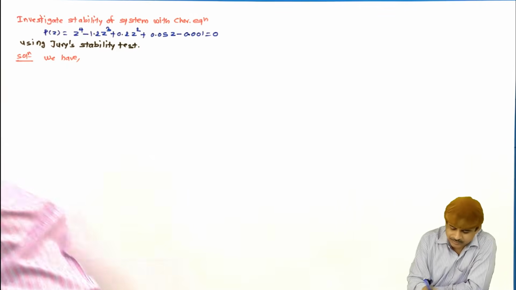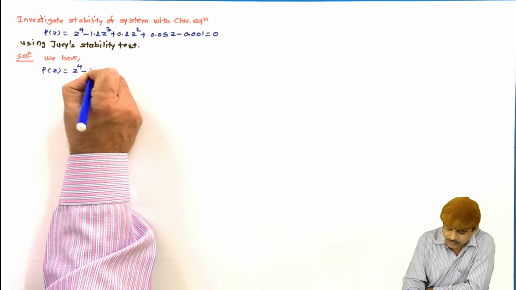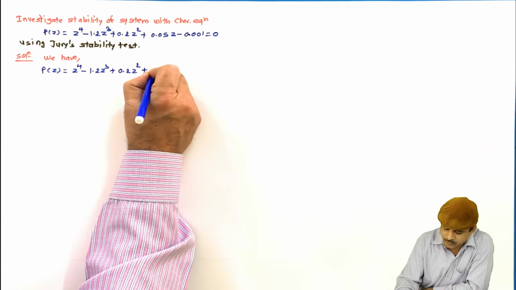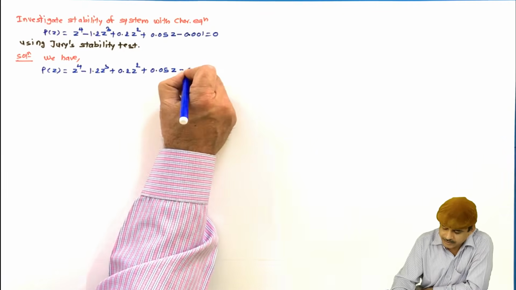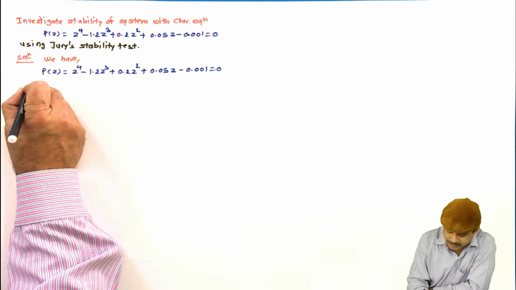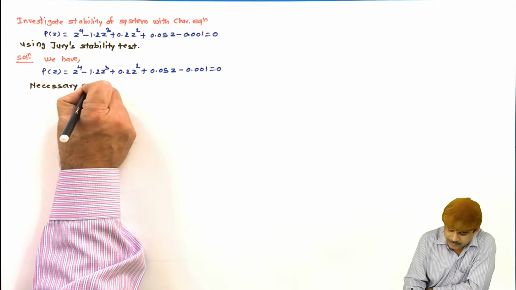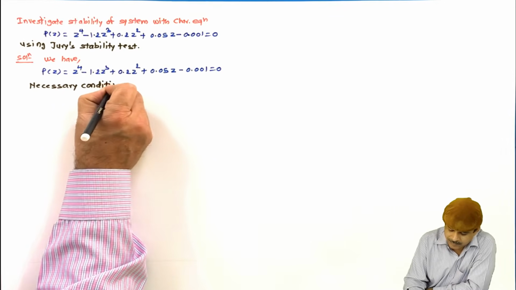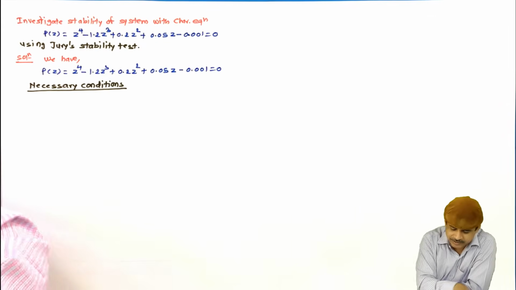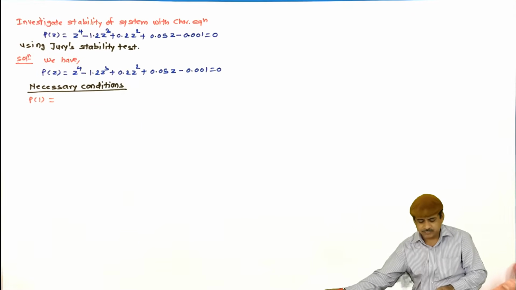We have P of Z equal to Z raised to 4 minus 1.2 Z cube plus 0.2 Z square plus 0.05 Z minus 0.001 equal to 0. And let us start with necessary conditions. So the first condition is P of 1 shall be greater than 0. Let us check what is P of 1.